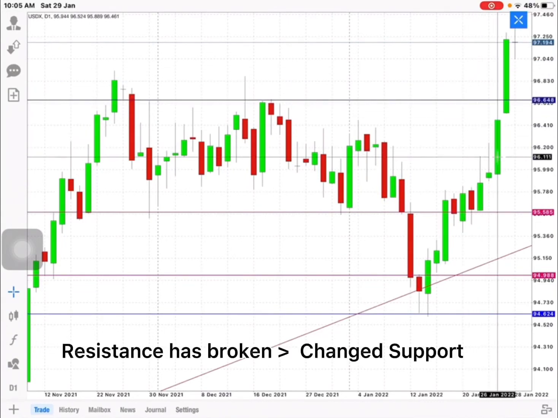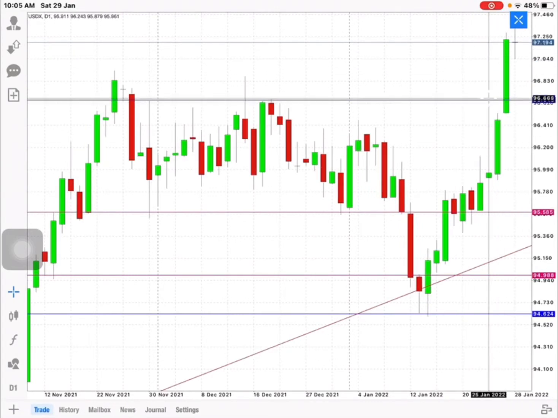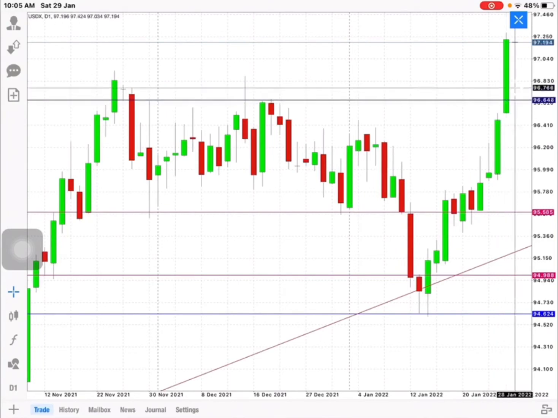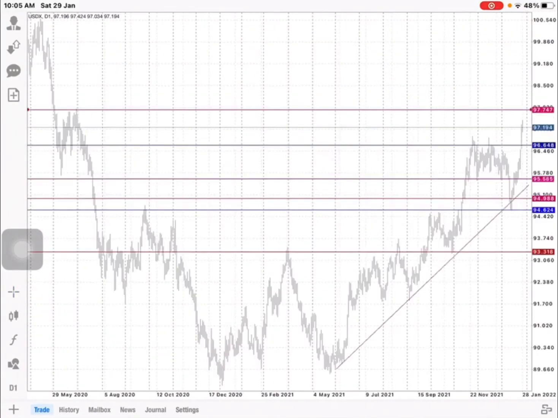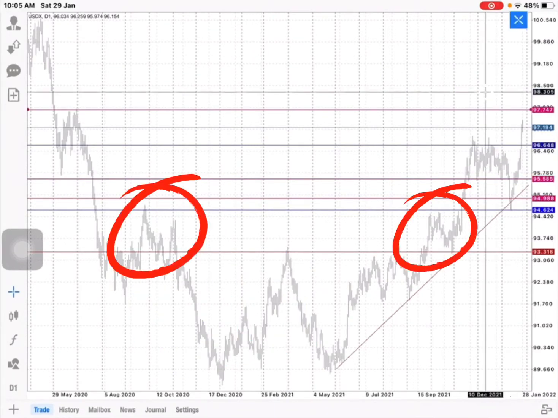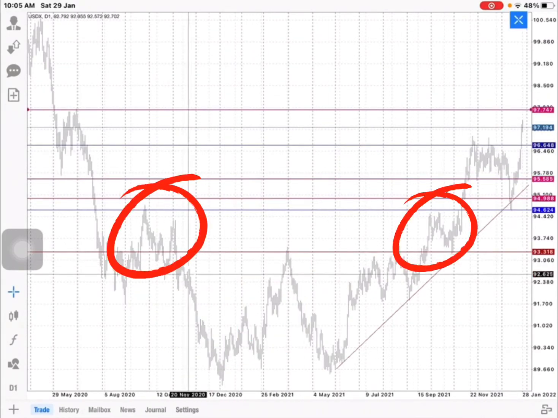To my new subscribers out there, just take note: once the resistance has been broken, it will act as a support. For an example, let me zoom out. You can see this was a resistance for the market here.